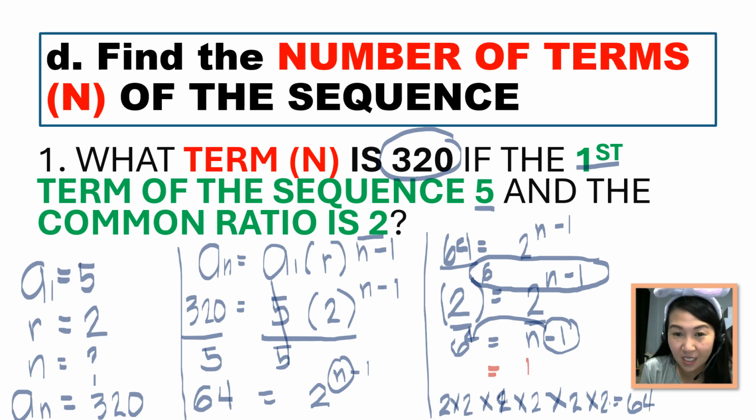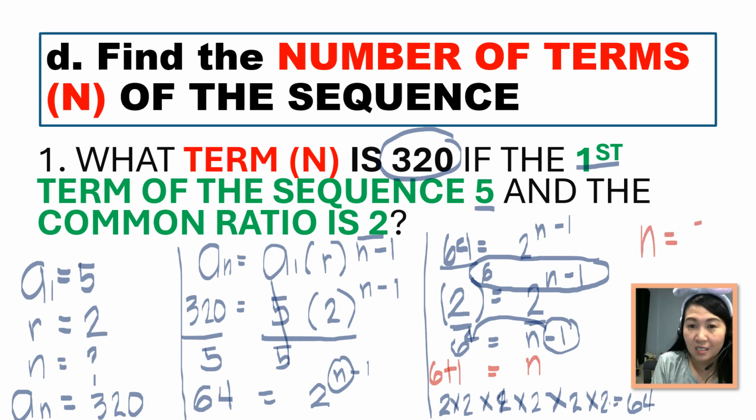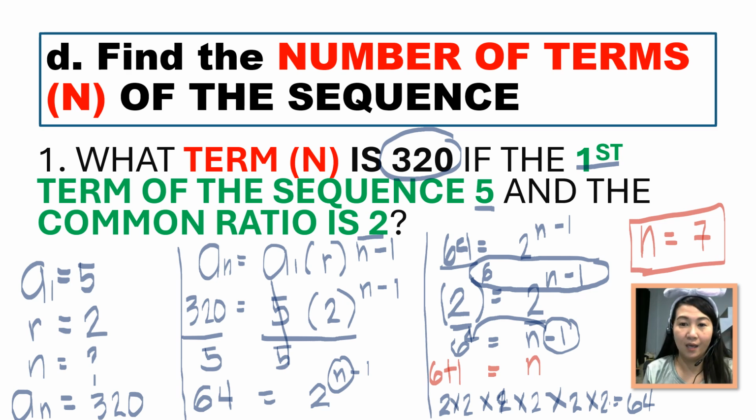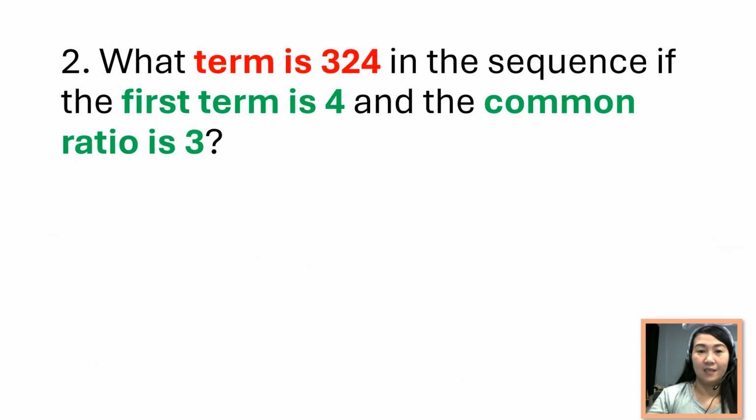So naiwan na dito ay si n. So from minus 1, magiging plus 1. So 6 plus 1. So the value of n is 7. Okay, that is example number 1. So let's try to have another example. So example number 2.